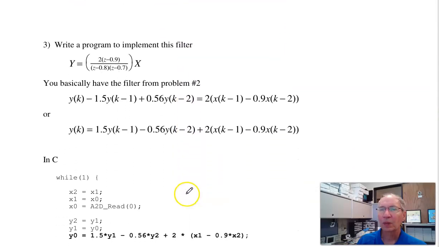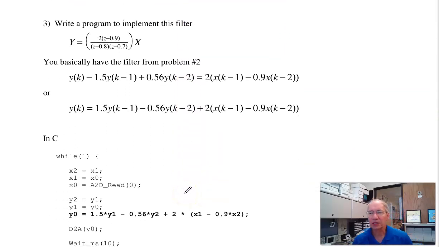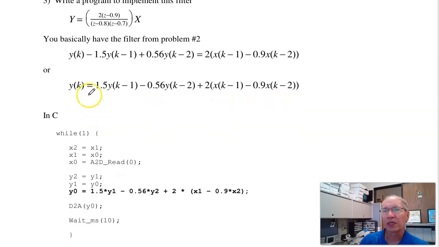Problem 3. The reason we like the z-transform is it's really easy to implement that in code. Just cross-multiply, multiply out the polynomials, and here's your difference equation. Solve for the highest power of y, the current value of y, as a function of the previous values, and there's my program. To implement this, I need to remember the current input, 1 sample ago, 2 samples ago. So there's 1 sample ago, 2 samples ago.